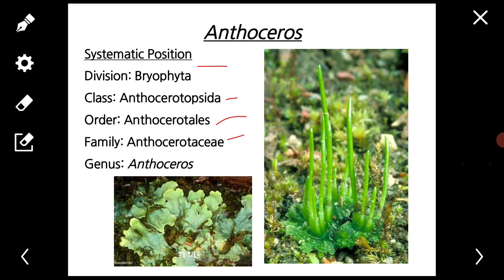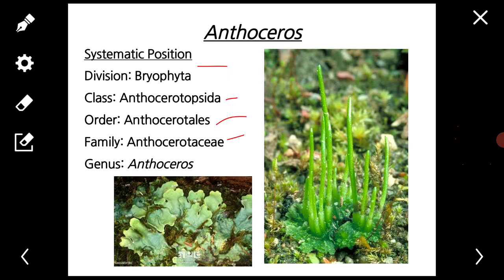Some of the common Indian species are, for example, Anthoceros erectus, Anthoceros gemmulosus, Anthoceros crispus, Anthoceros himalayensis. The main plant body of Anthoceros, like all the bryophytes, is gametophytic, that is haploid, which is usually called a thallus.